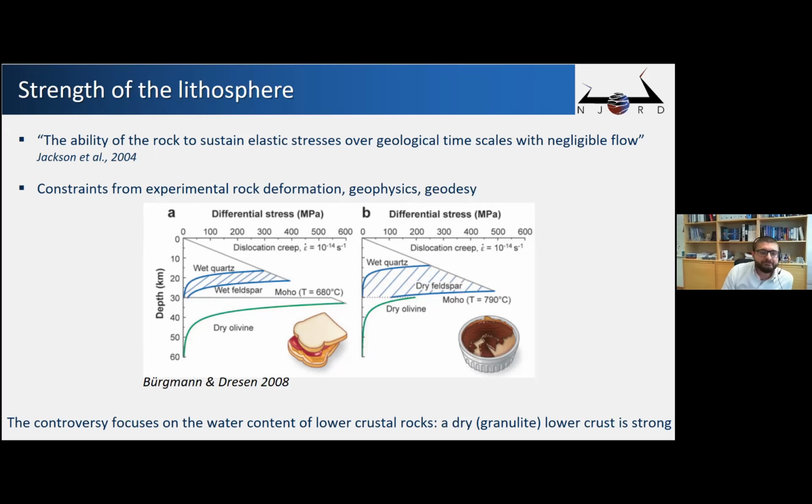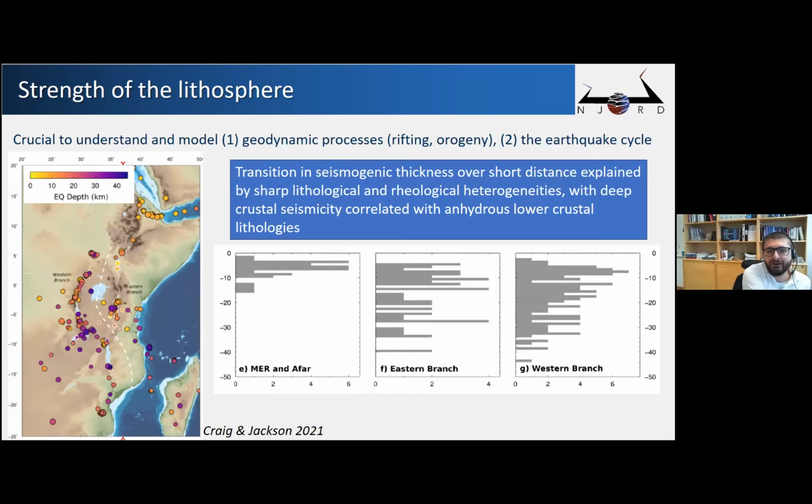So essentially, one of the key controversies when it comes to the strength of the lithosphere is exactly the lower crust. And the main aspect behind this controversy is actually the water content of the lower crust. A dry lower crust is mechanically strong. So what can we learn about lower crust strength by looking at natural shear zones in different tectonic settings? I'm going to try to go through these today.